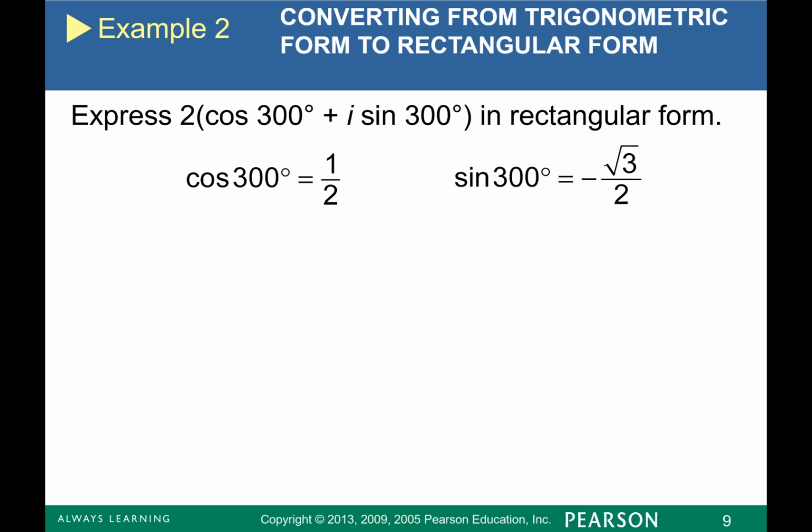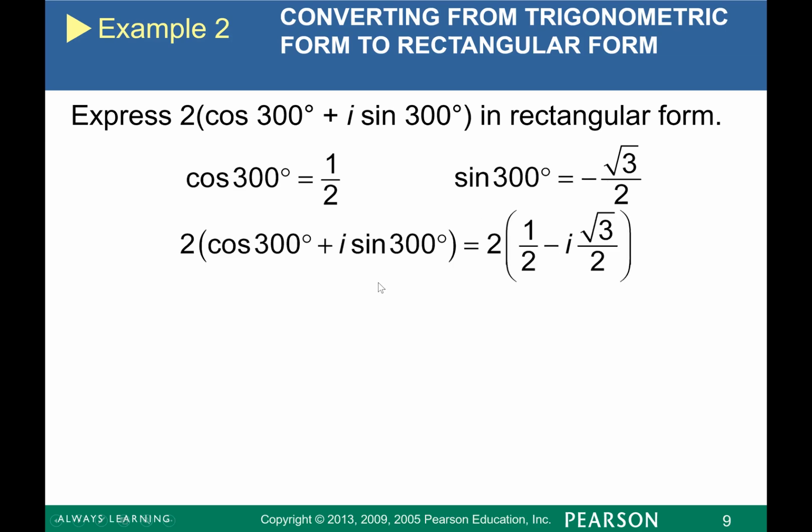And sine of 300 is a negative square root of 3 over 2. Sine's negative in the fourth. And with 60 degrees, sine of 60 is square root of 3 over 2. So we just take those both times 2, and we get 1 minus i radical 3. So this is called rectangular form here. This is like the form we used in 8.1. This is the polar form.